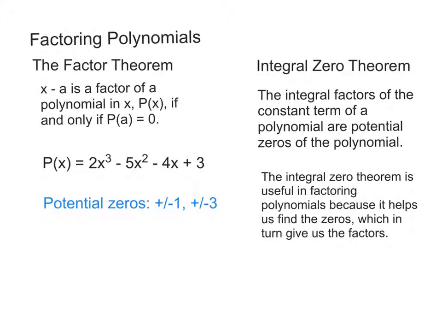There could be other zeros as well, but they wouldn't be integers. And we want to try to find factors that are integers. So this is useful in factoring polynomials because it helps us find the zeros, which then give us the factors.